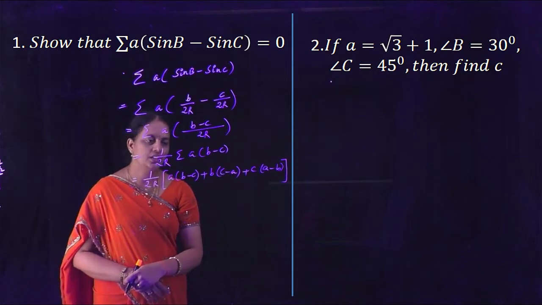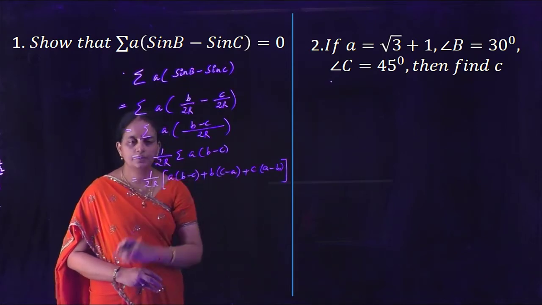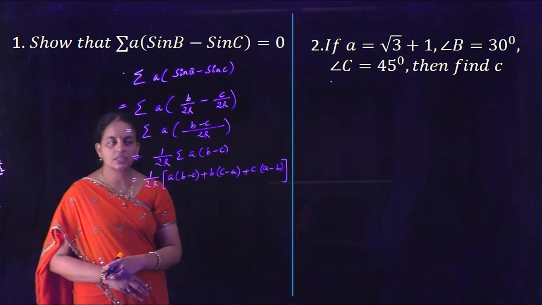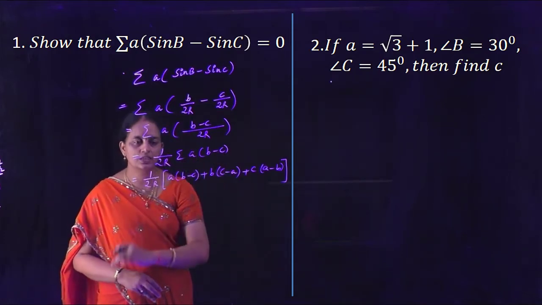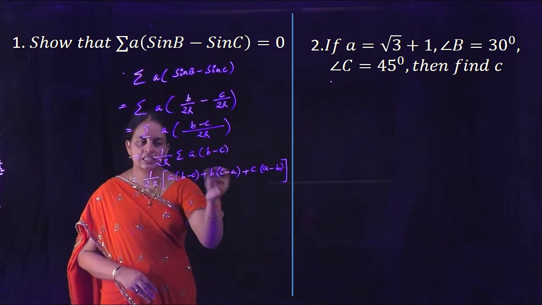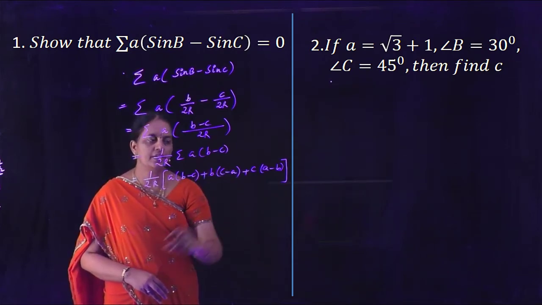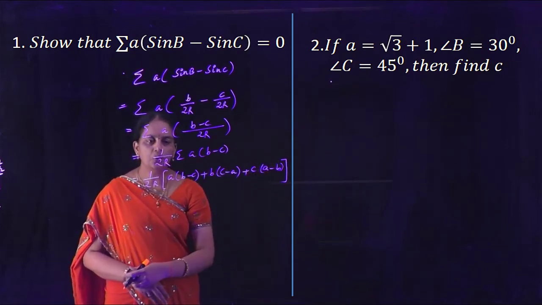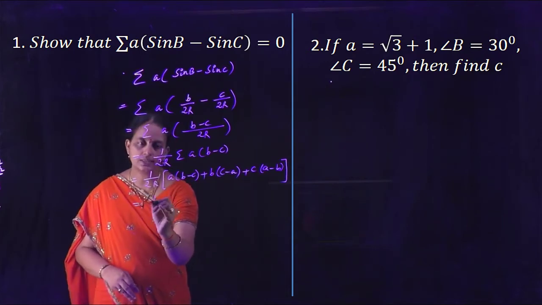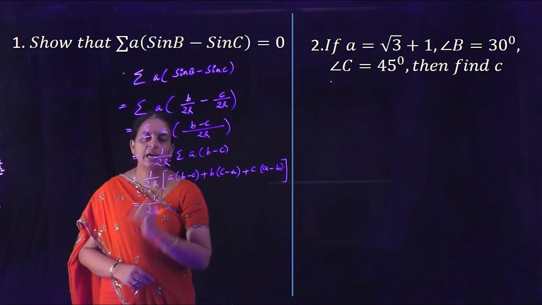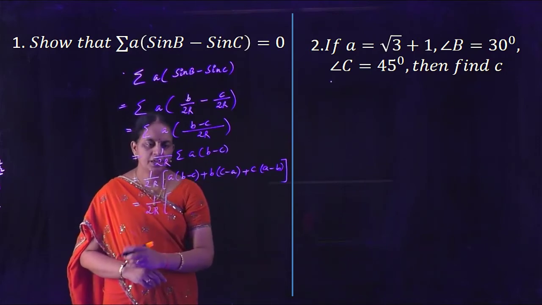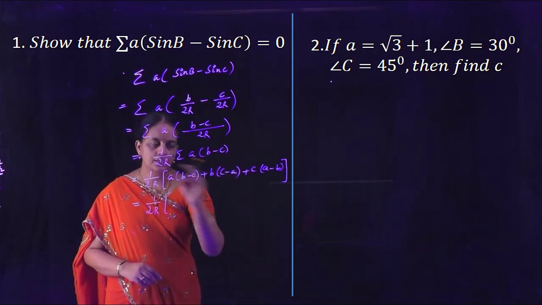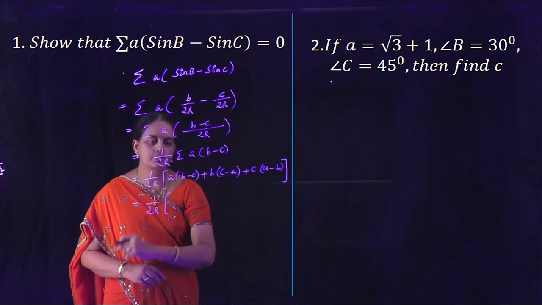It is in cyclic order. We get a after b, b after c and c after a. So sigma a into (b minus c) means a into (b minus c) plus b into (c minus a) plus c into (a minus b). So this is equal to 1 by 2R into multiply (b minus c) with a, (c minus a) with b, and (a minus b) with c.